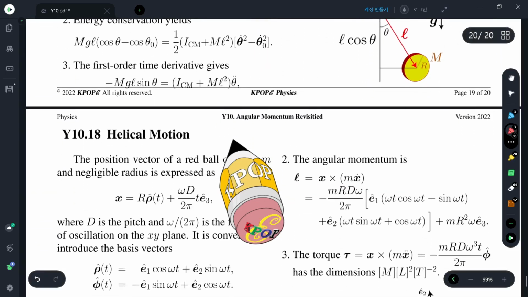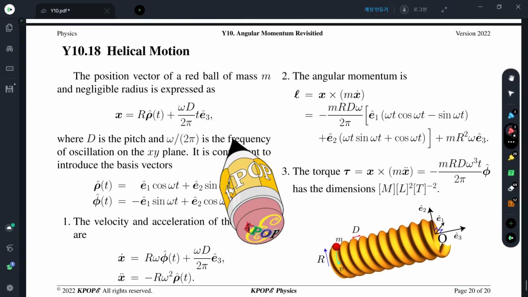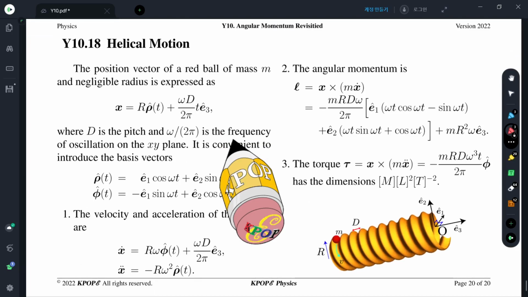These are the examples, and please review these questions. That's it.